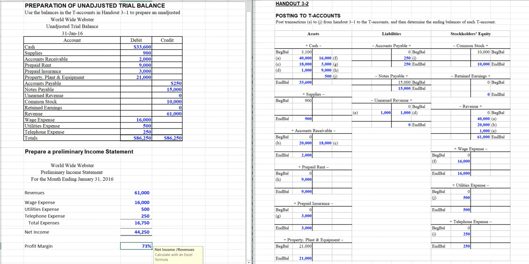We have net income of $44,250 and a profit margin of 73%, and that's simply our net income divided by our revenues. In Chapter 4, we will prepare adjusting journal entries, which is sort of our final step in our accounting cycle before we prepare, of course, an adjusted trial balance and our final income statement and financial statements.